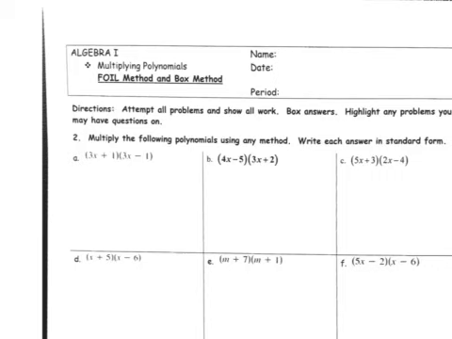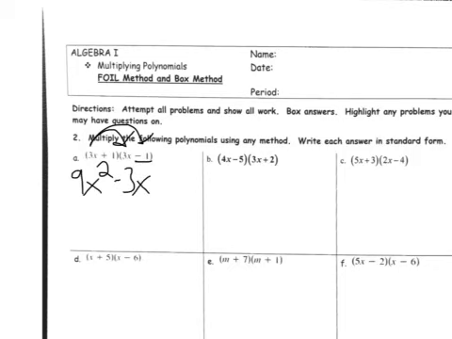The first one is 3x plus 1 times 3x minus 1, and we learned two methods for how to do that. The first one was FOIL, where I multiply the first term times the first term. So 3x times 3x is 9x squared, because I multiply coefficient times coefficient, variable times variable. And then I multiply 3x times the negative 1, because the negative stays, so 3x times negative 1 is negative 3x.